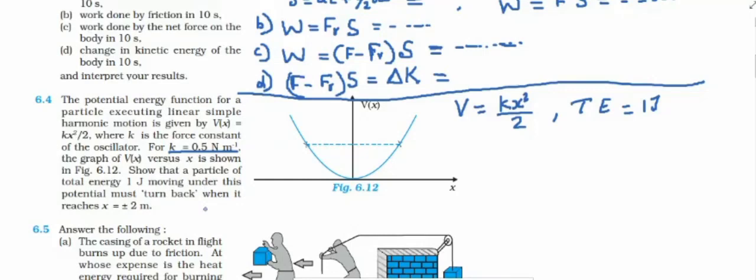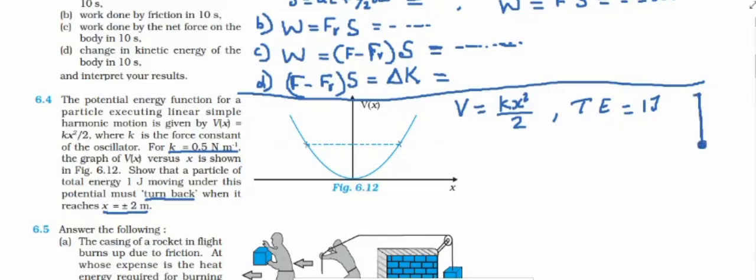must turn back when it reaches x is equal to plus or minus 2 meter. You have to note that turn back. So what's the meaning of turns back? You take the case of a pendulum. It's an oscillating body, like a spring or pendulum, whatever it may be.